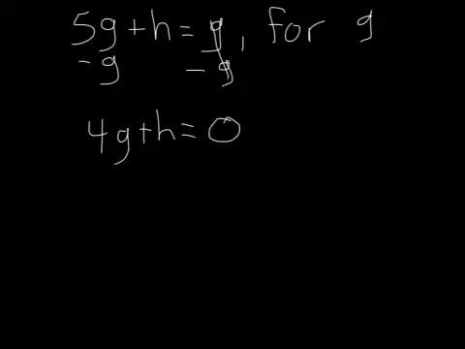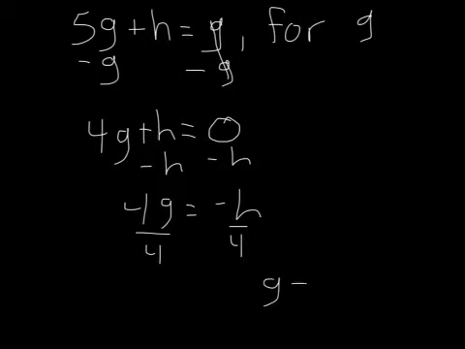From here, it's really similar to ones we've done. We can subtract h over. We'll get 4g equals negative h. Divide by 4, and we're going to get g equals negative h all over 4.